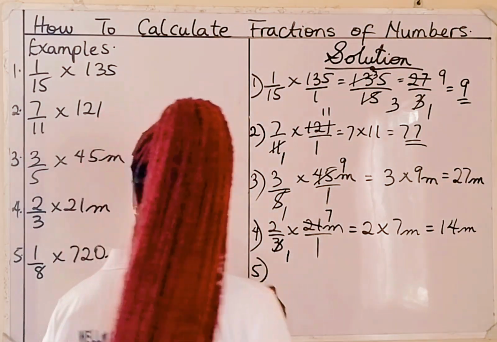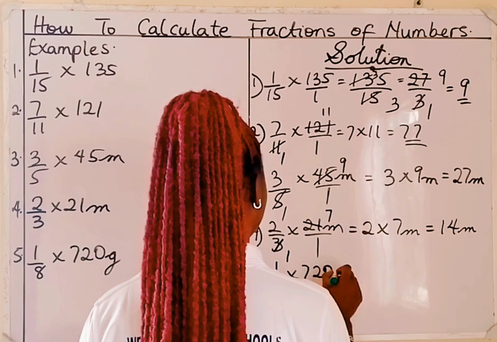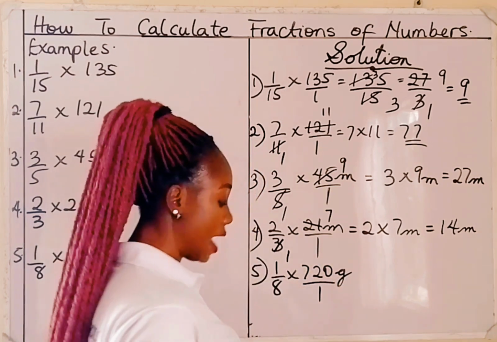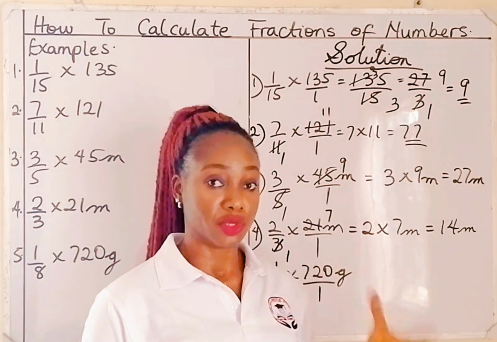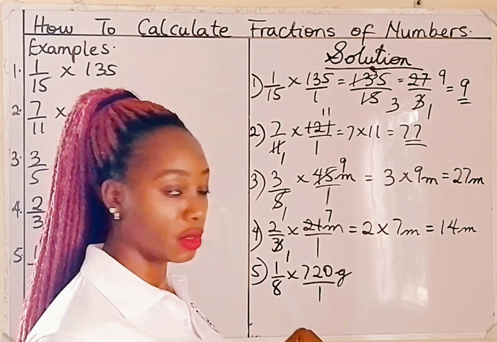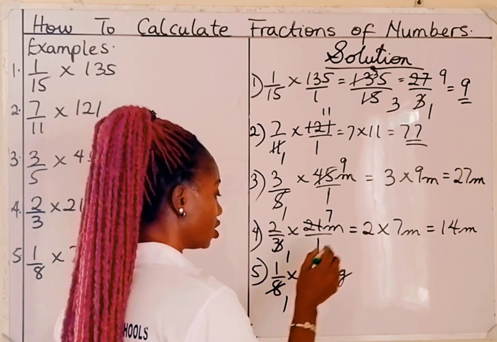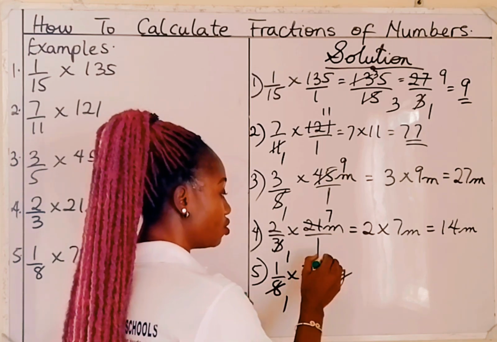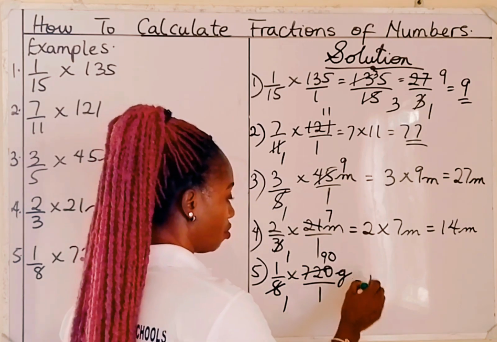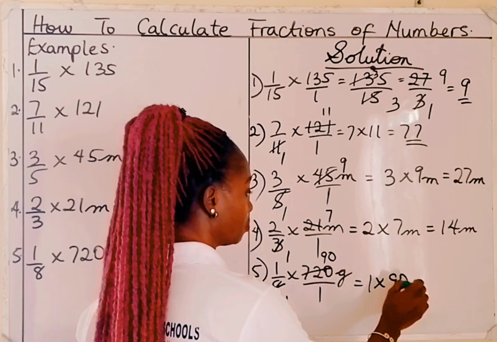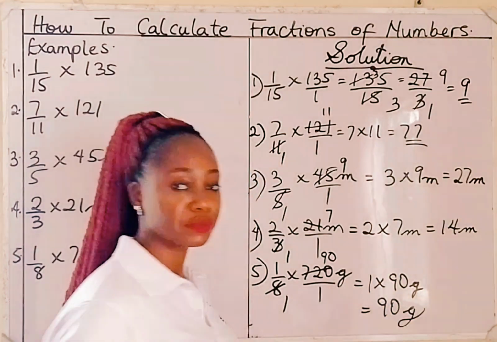Okay? Then the last question, we have 1/8 times 720 grams over 1. And do not forget to always include your units. It's important when you are given questions that have units, you need to put the units. Okay? Now 8 can go into 8 once, and in 72 it goes 9 times, and 8 can go into 0, 0. Then we have 1 times 90 grams equals 90 grams.